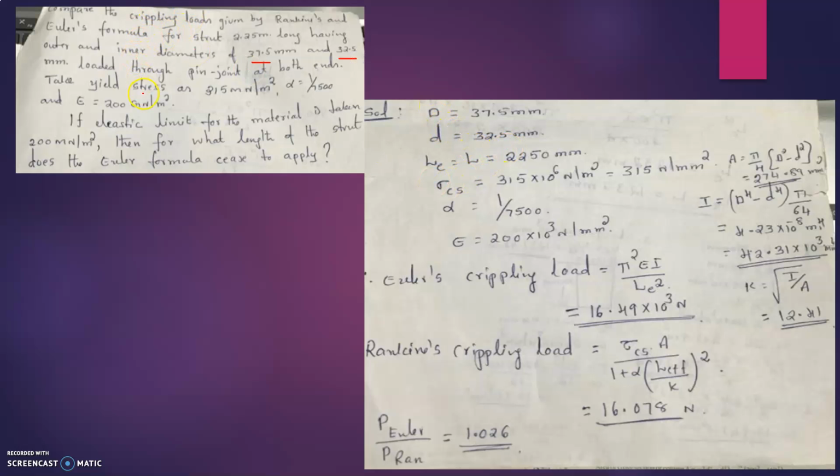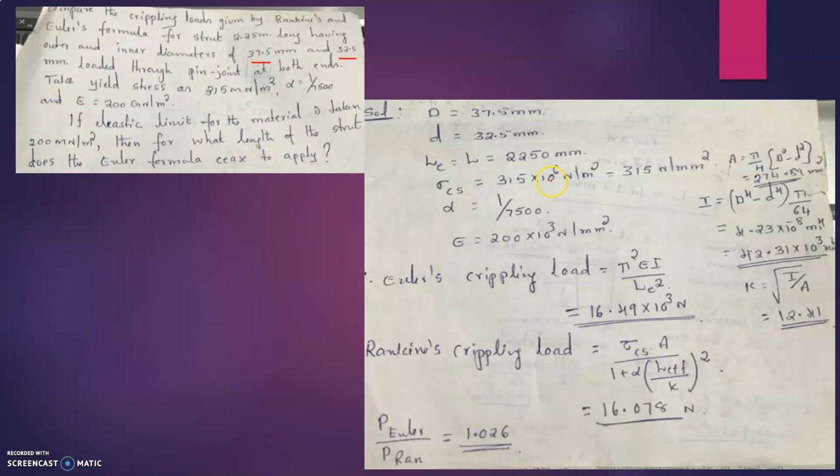Then the length of the column is given as 2.25 meter, so 2.25 into 10 raised to 3, that becomes 2250 mm. Now sigma Cs is given as 315 meganewton per meter square, or sorry, it is not 315, it is 3.5. So 3.5 into 10 raised to 6 Newton per millimeter square.